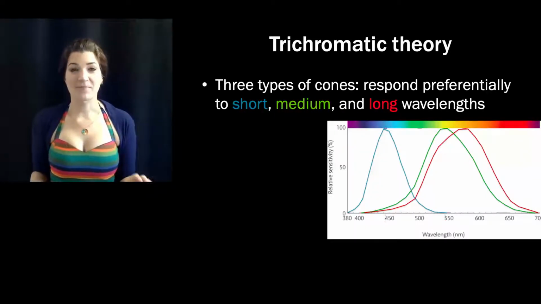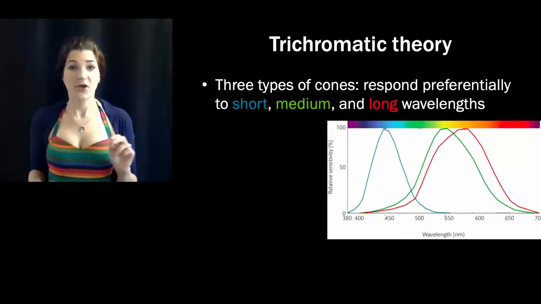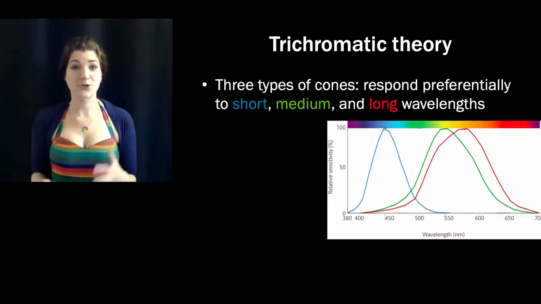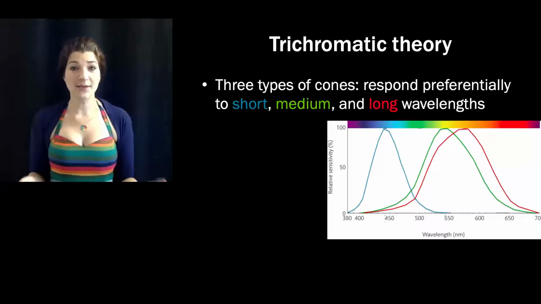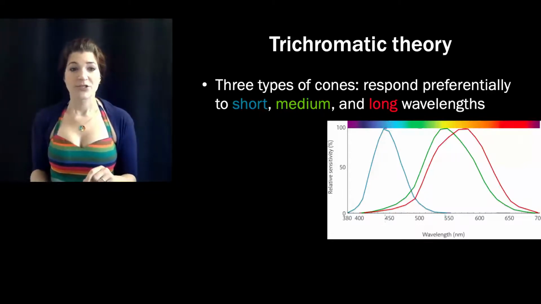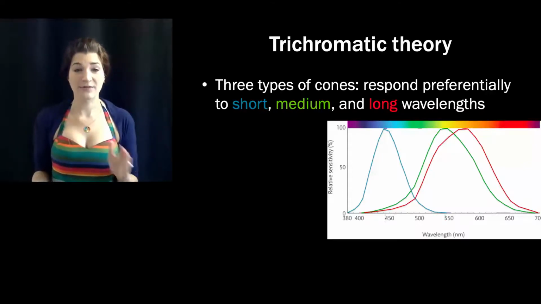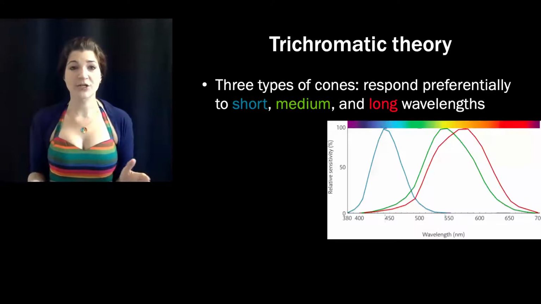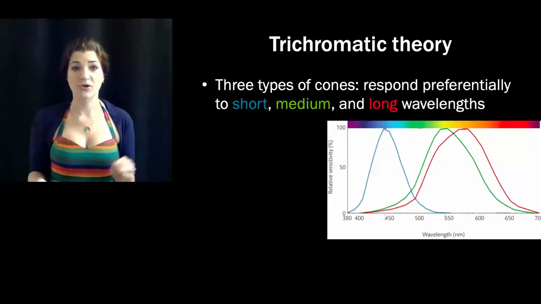But it isn't all or none. The photopigments within the cones are maximally sensitive to particular wavelengths, but they may also be somewhat sensitive to nearby wavelengths as well. This graph shows the relative sensitivity of short sensitive cones, shown in blue, medium sensitive cones, shown in green, and long wavelength sensitive cones, shown in red. A short wavelength sensitive cone is the most sensitive to about 440 nanometers wavelength light, but will also respond to slightly longer or shorter wavelengths.